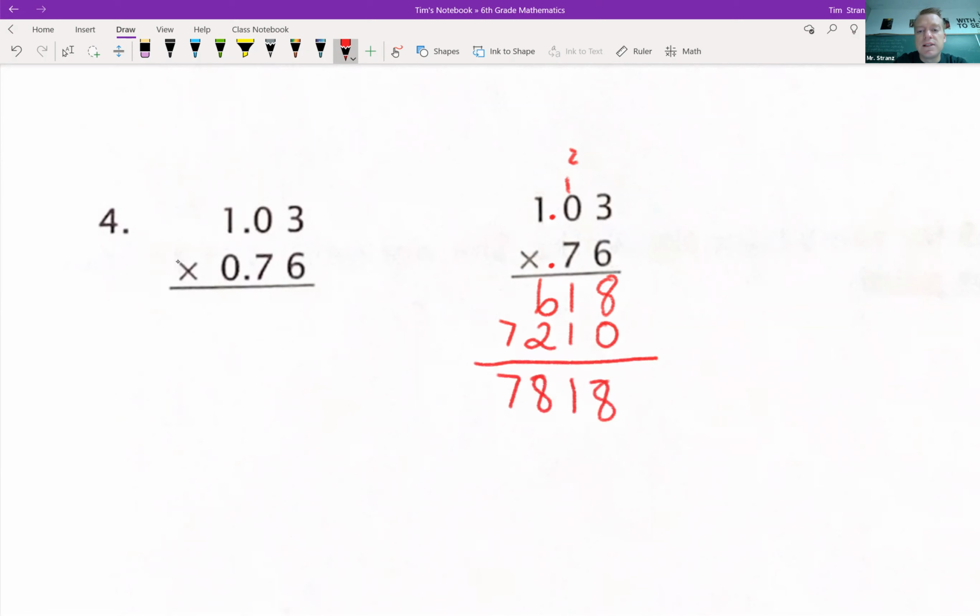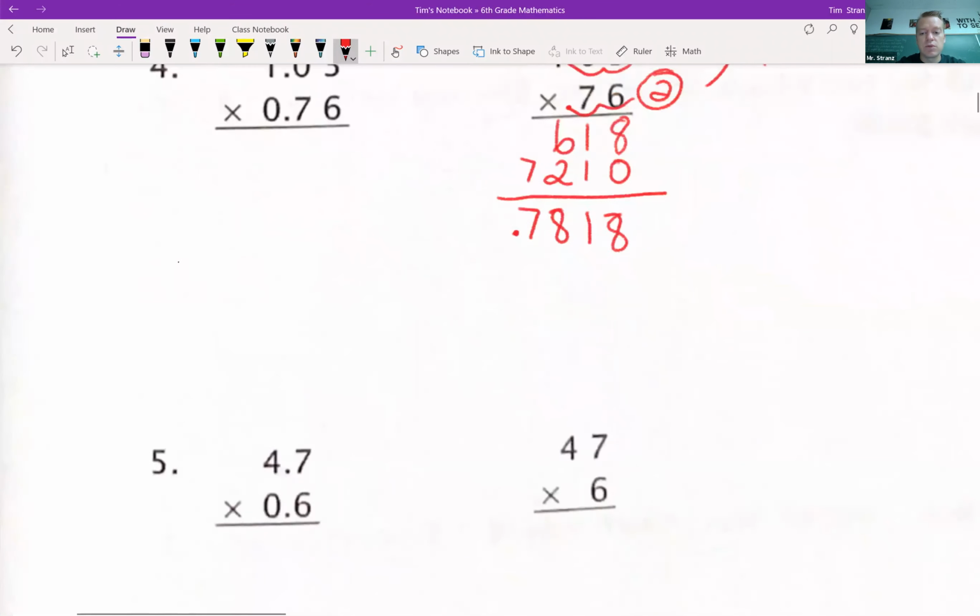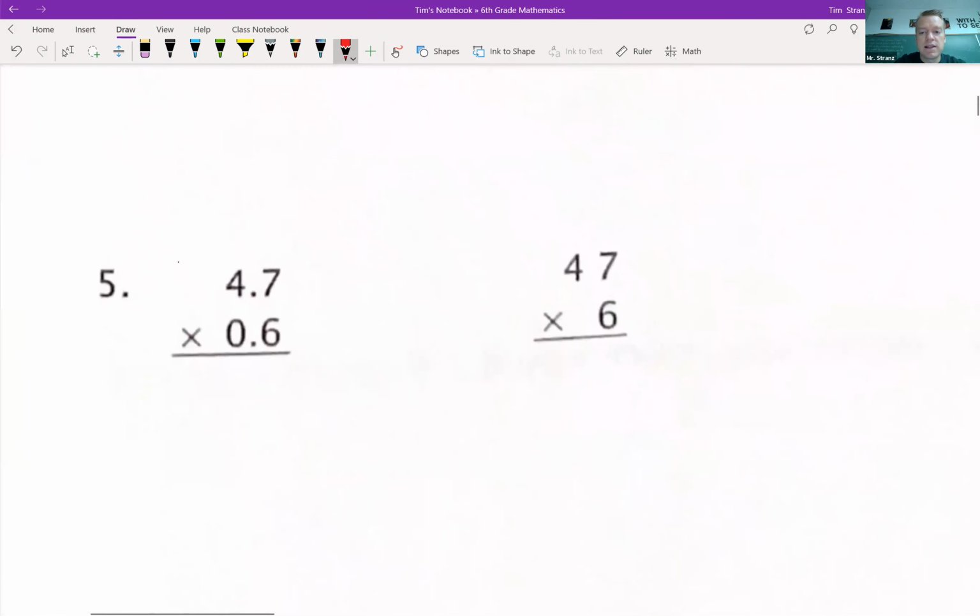Now, how many decimal places do I have in this one? So I go over 1, 2, so that has 2 decimal places. This one, 1, 2. This also has 2. Okay, so you have to move over a total of 4 places. 1, 2, 3, 4. Okay, so your answer is going to be 7,818 ten-thousandths.